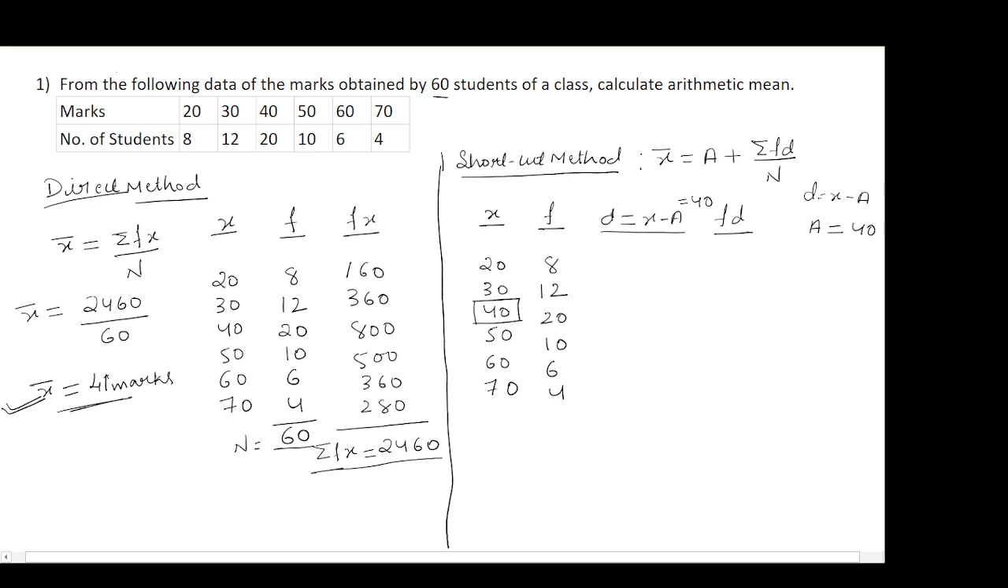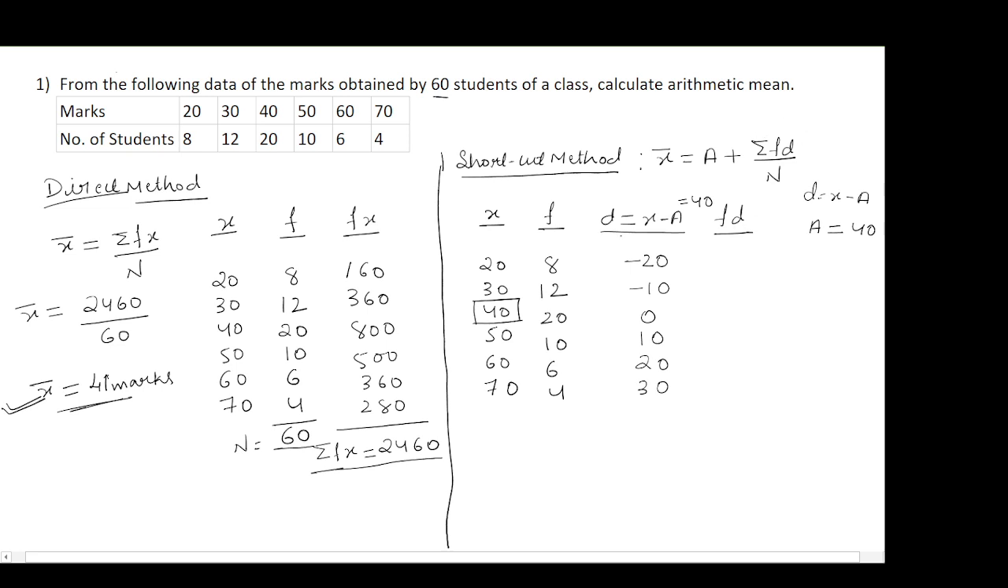Now we can find the value of d, that is x minus a. Subtract each value of x with a value. So that is 20 minus 40 is minus 20. Please be careful with the sign. 30 minus 40 is minus 10. 40 minus 40 is 0. 50 minus 40 is 10. 60 minus 40 is 20. 70 minus 40 is 30. Here I don't need summation d value because in the formula we have summation f into d.